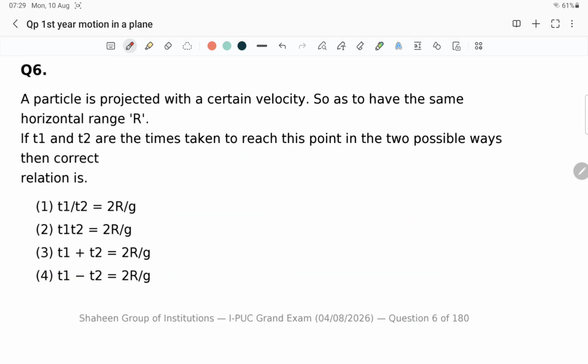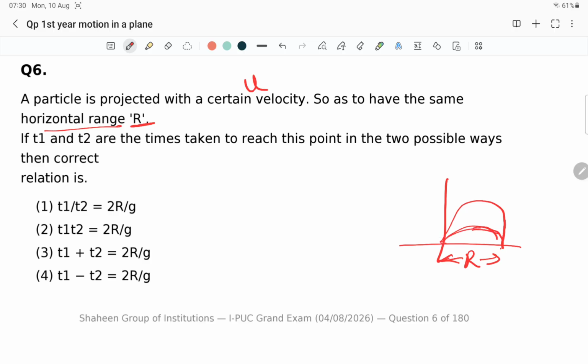Alright, let's move on to question number 6. A particle is projected with a certain velocity u, so as to have the same horizontal range R. If t1 and t2 are the times taken to reach this point in two possible ways, as soon as he says same horizontal range, it is a case of complementary angles.